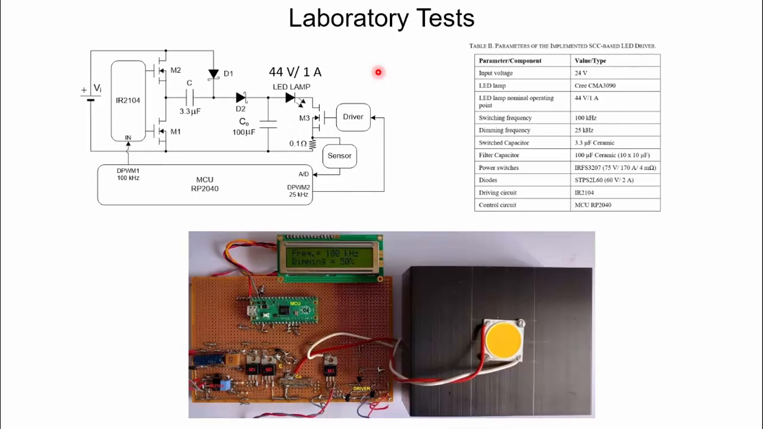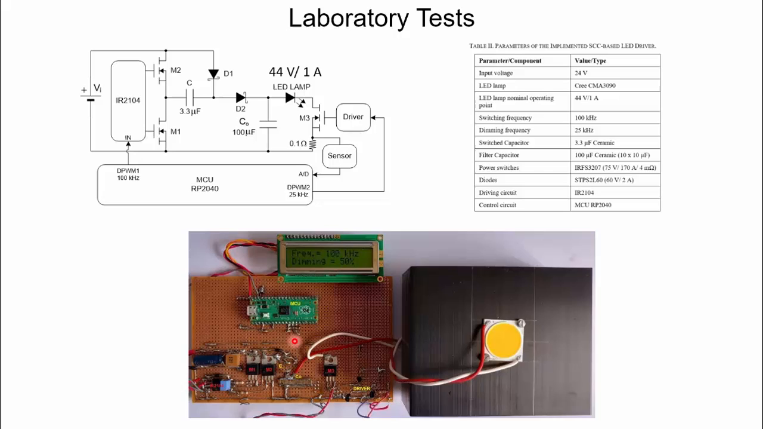So here we have the laboratory prototype. This is the schematic. These are the different values that we have used. The lamp is 44 volts, 1 ampere. We have used a series switch here to implement the dimming and a series resistance to measure the current through the lamp. This goes to a microcontroller that generates both the switching signal for the converter, and also the switching signal for the dimming. Here are the different values of the elements that we have used.